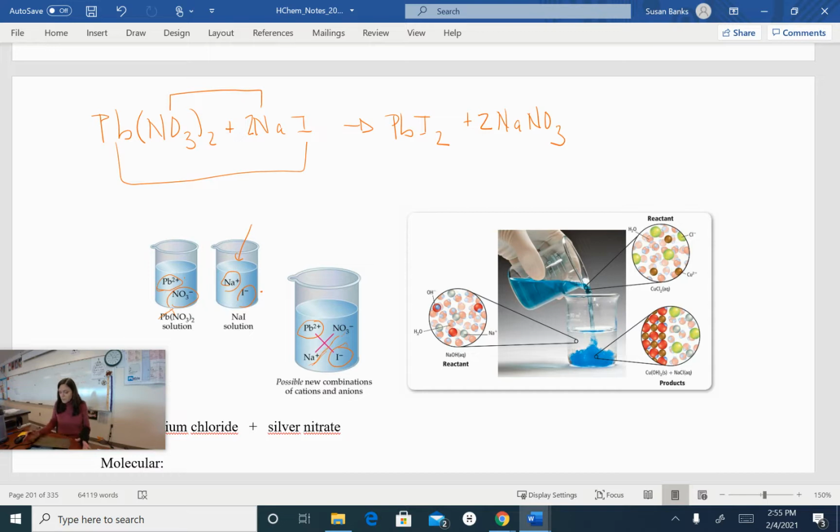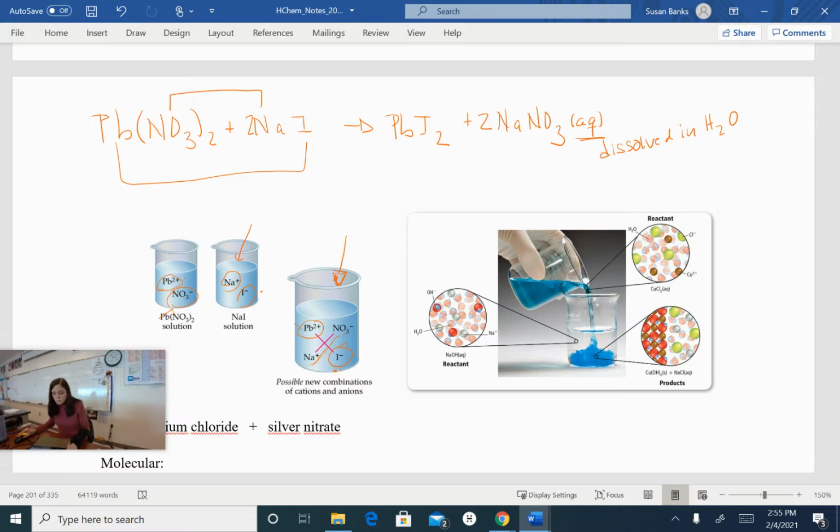So there's my balance. The next thing to do is to use our solubility rules. We used our solubility rules here, where we predicted that the sodium nitrate would remain soluble. So that aqueous means dissolved in water. So that means that's soluble. But we said that the lead 2 iodide would actually precipitate.